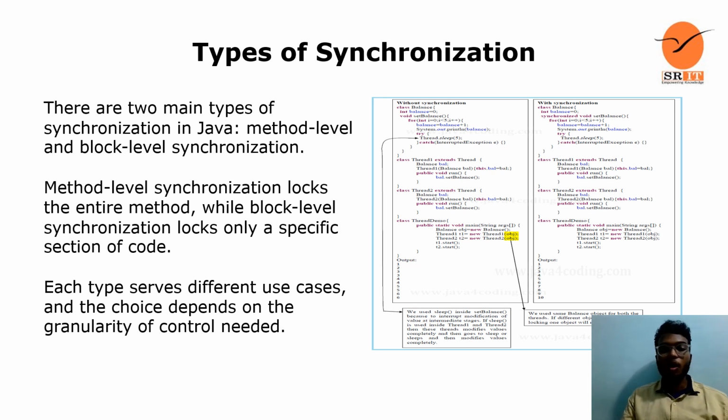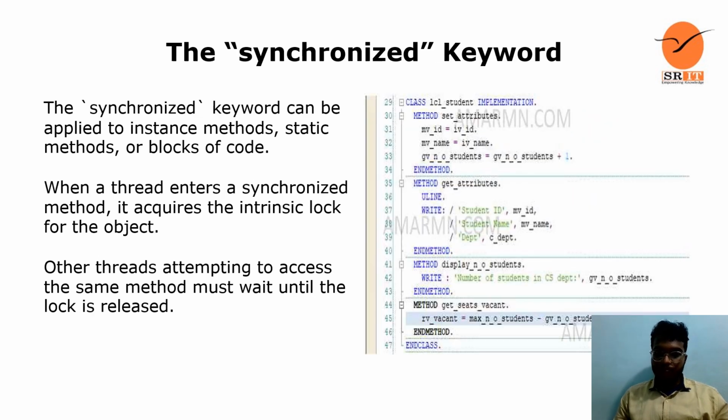And the next is block level synchronization. When we think about block level synchronization, in Java a certain block of code is only locked. But in the previous case, it was the entire method. Here only a certain block is locked.